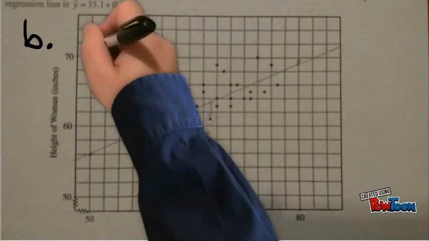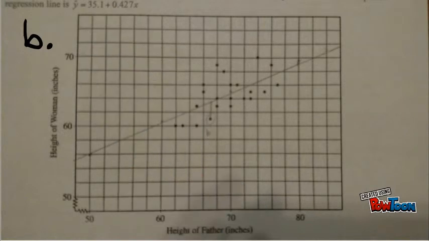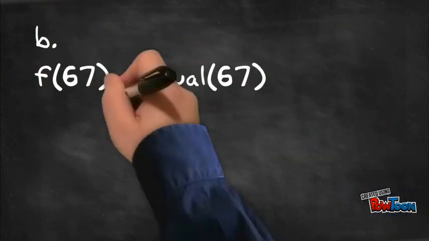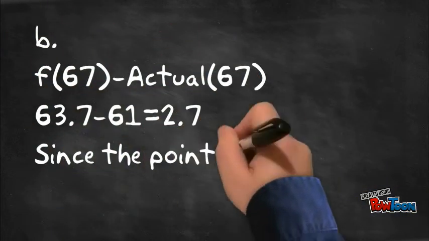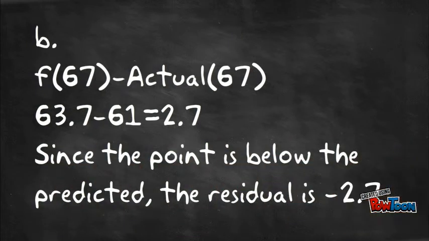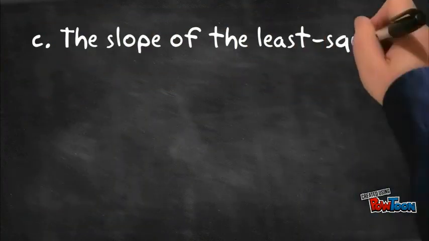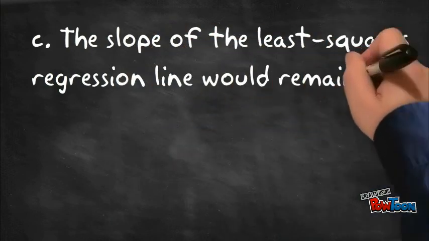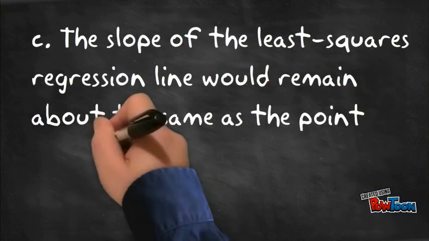And for part B, you are given a set of coordinates. You are to find that point and draw a line from it to the least squares regression line. Then you're to find the residual, which will get you 2.7, and since it's below, it'll be negative 2.7. Now for part C, you're given another point, and if it was added to the data set, would the slope increase, decrease, whatever?